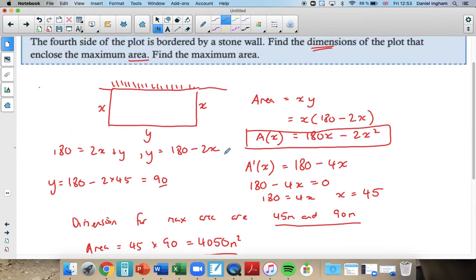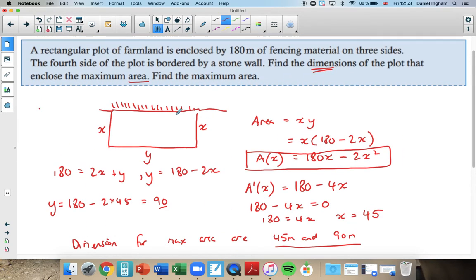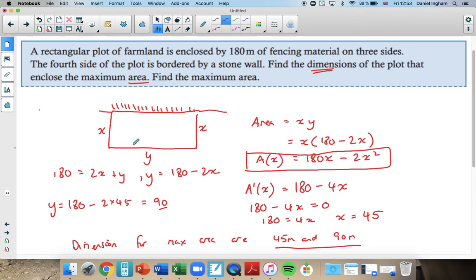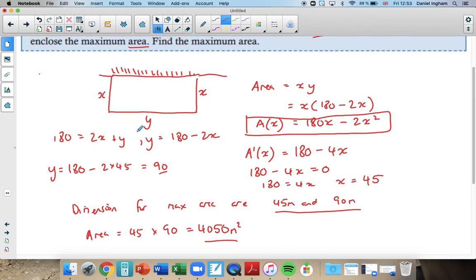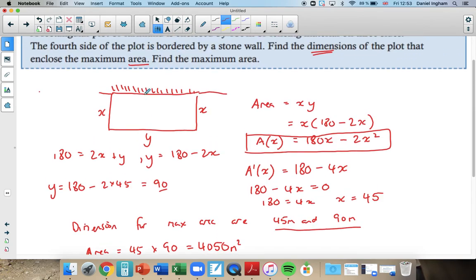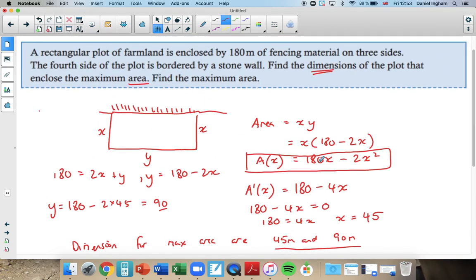Now, if that's all the question was, that's fine. You're done. But more likely than not, it's also going to ask you to prove that that is the maximum area. So to prove it, we can think about 2 things. If we look at this here, it's a negative quadratic, so you know it's going to have this shape. So clearly that's a maximum point.